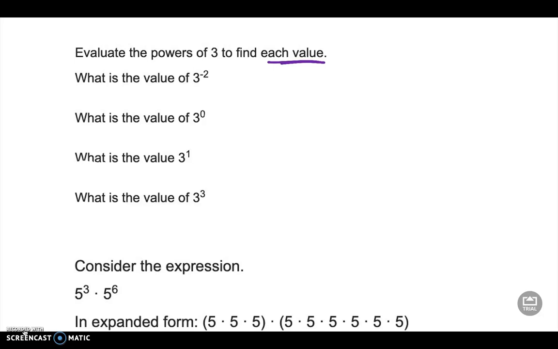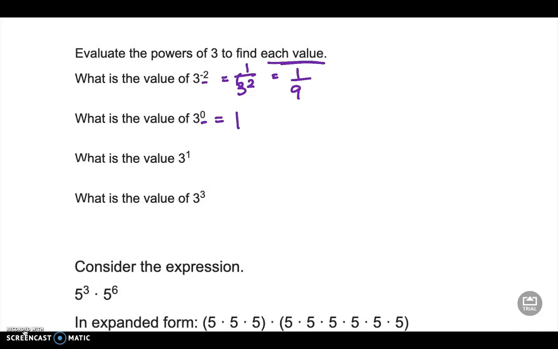value. So 3 to the negative 2 is equal to 1 over 3 squared. And so that's 1 over 3 times 3, which is 1 over 9. Remember, if we have a negative exponent, we want to rewrite that so it's positive. 3 to the 0, well, we know anything to the 0 power is going to equal 1. The value of 3 to the 1 is just 3 one time, and that is equal to 3.